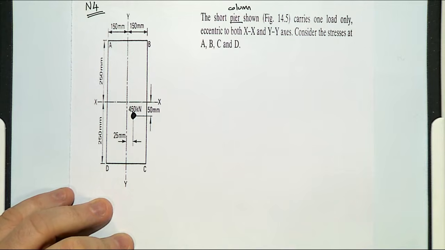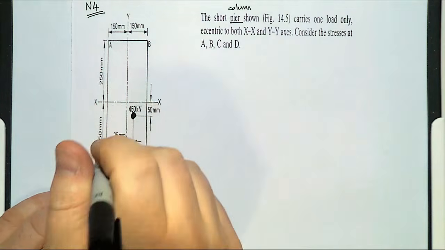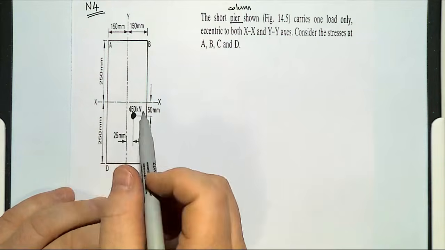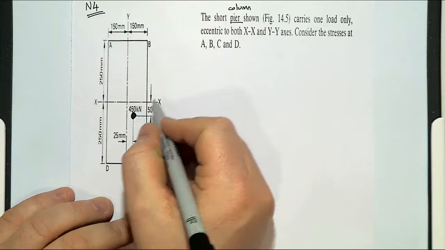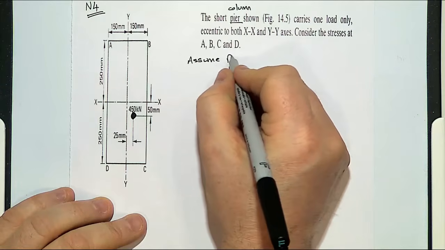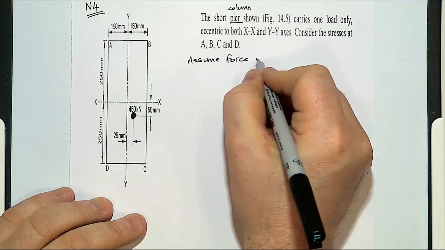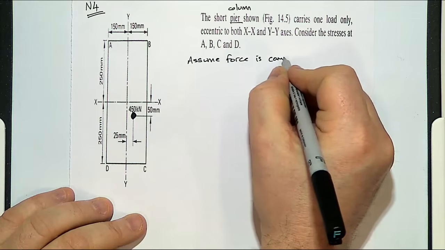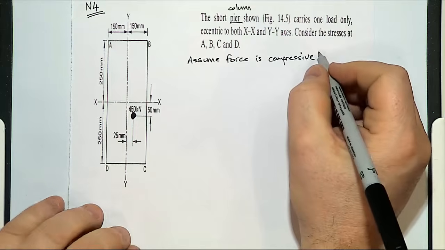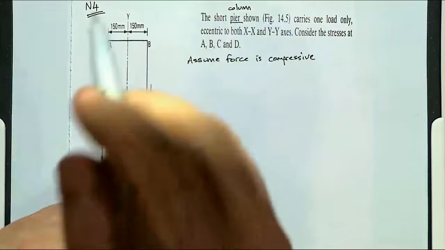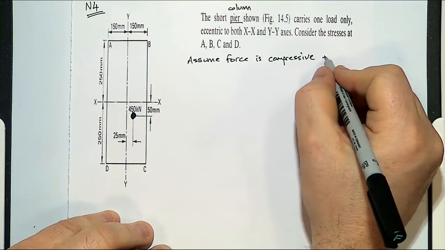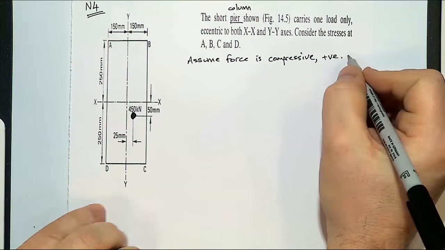It's a column where you can only make the assumption that the force is going a certain direction. Let's assume the force is compressive. It doesn't say what it is. Normally, if it's a column or a pier, then it's going to be in compression. And we'll assume that compression is positive.